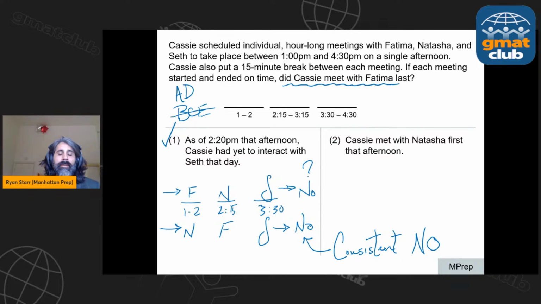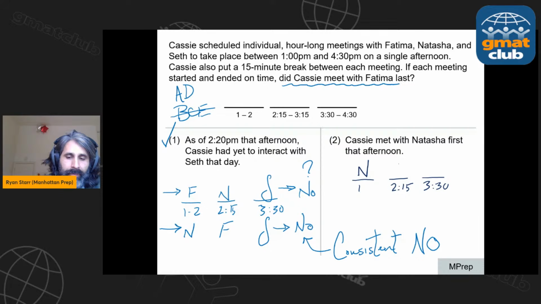At this point, either statement 1 is sufficient and statement 2 is not, that's A, or statement 1 is sufficient and statement 2 is also sufficient independently of that. That would be D. But when we get to statement 2, Cassie met with Natasha first that afternoon. It doesn't work out so well. Why not? We've got our 3 slots. That's our 1 o'clock, that's our 2:15, and that's our 3:30. And if we know that Natasha went first that afternoon, that's fixed. Well then, we still have 2 cases for the other 2 people.